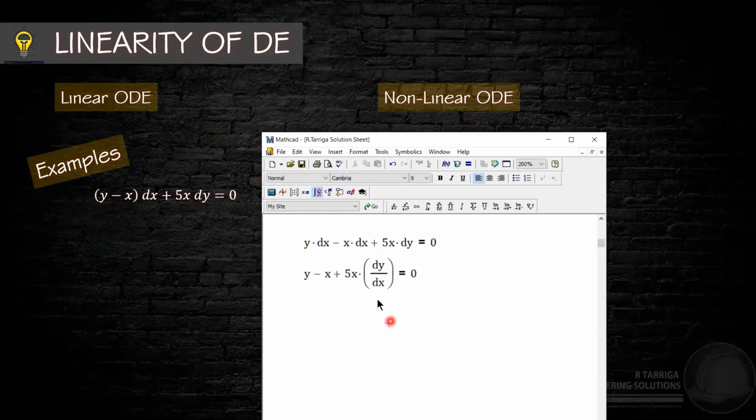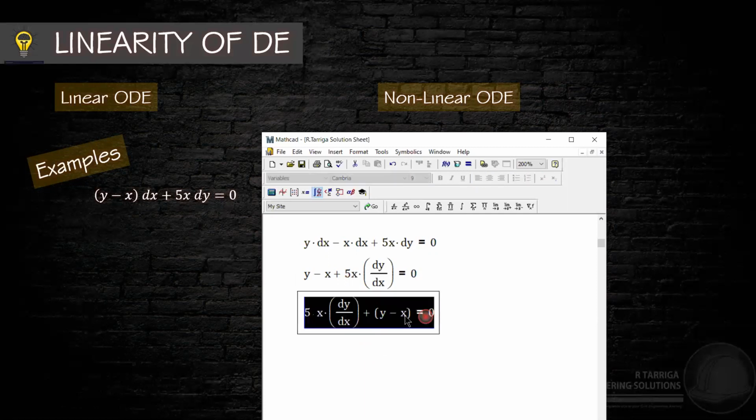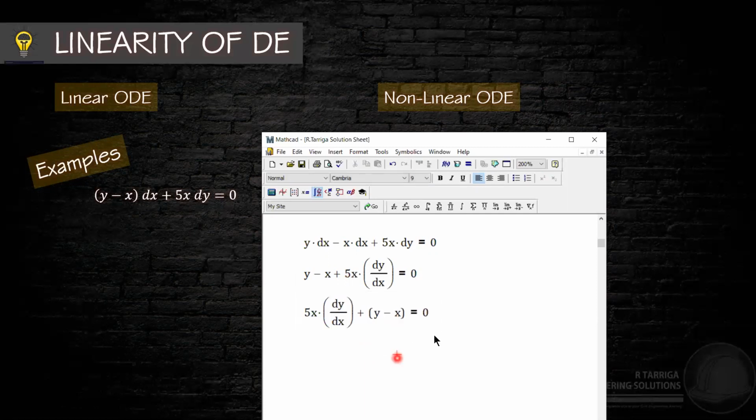Yan, no? So ito, i-rearrange natin: 5x dy over dx plus y minus x is equal to 0. Pwede ganyan, no? So in that sense, that is a linear differential equation, no? From exponent 1 until wala na siya. Okay? Kana siya. So that is 1.